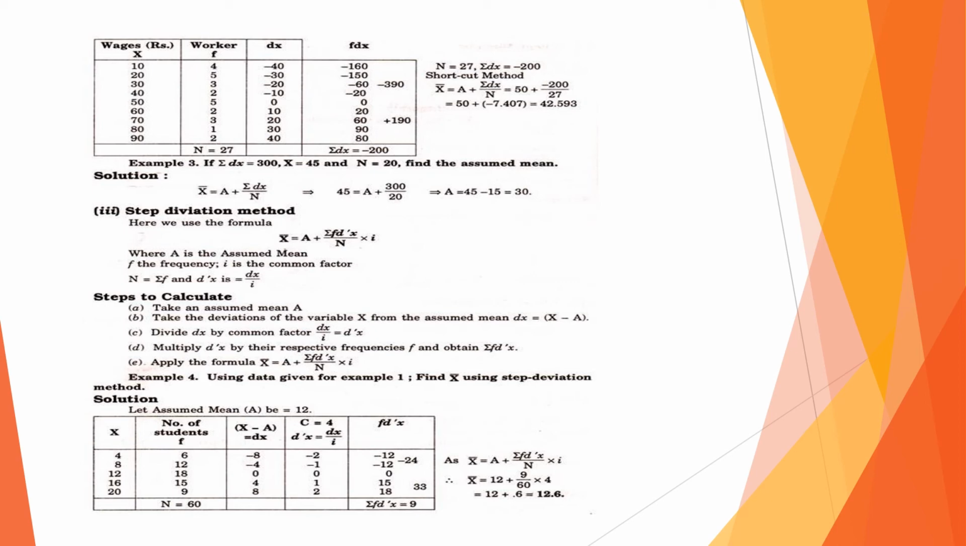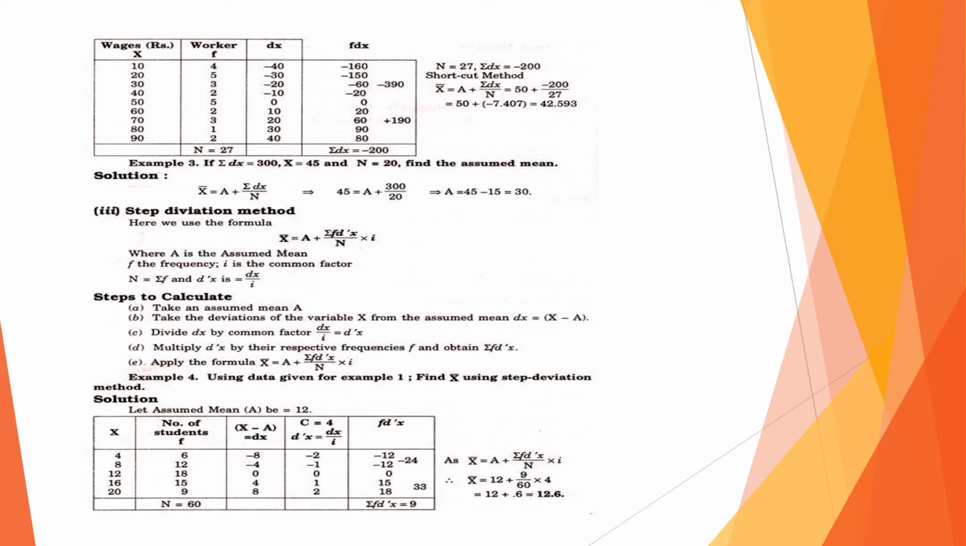First of all, there is an example given. X: 4, 8, 12, 16, 20. Number of students, that is frequency: 6, 12, 18, 15, 9. Clear? Now, first of all, select any number from x as a. That is the first step. Suppose I have selected 12.